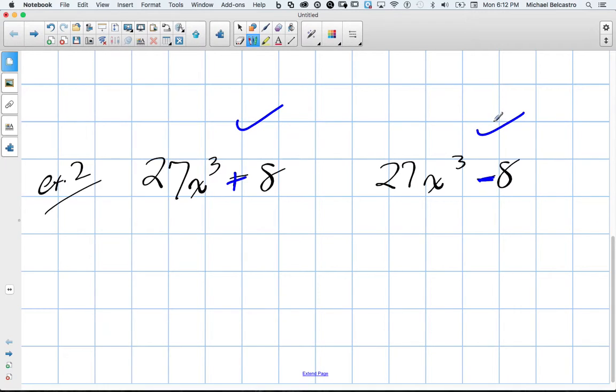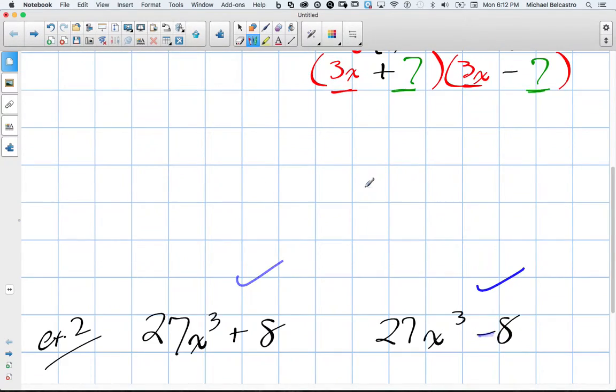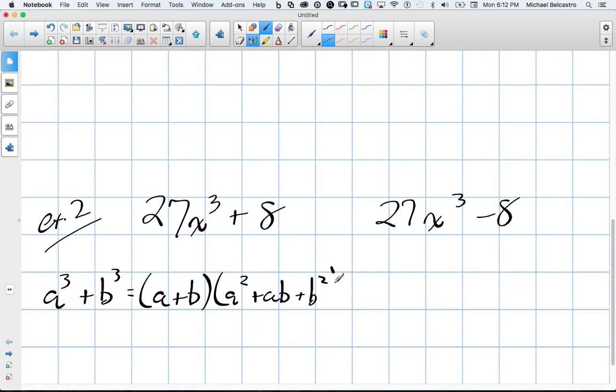What we should do is write out a rule for them. And I should have written out a rule here. I'll write one out at the end. So our rule here is, if we have a cubed plus b cubed, how can it be simplified? Well, we can write it as a plus b times a squared plus a times b plus b squared. So here's our little rule.